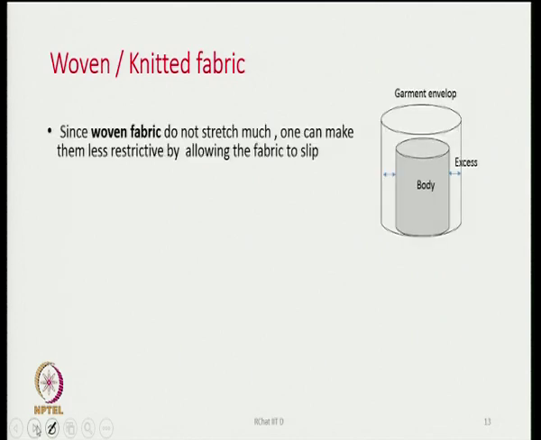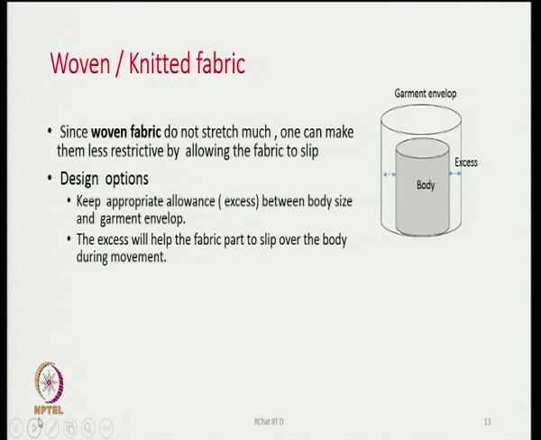Now, for woven and knitted fabrics, since woven fabric does not stretch much, one can make it less restrictive by allowing the fabric to slip. So, let us say this is the body and the fabric garment envelope is like this. So, this is the excess that we have. By doing so, whenever the body moves, the garment will simply slip. Like the sleeve that is designed for our shirts.